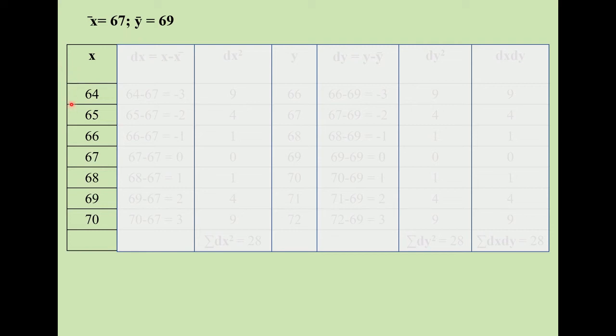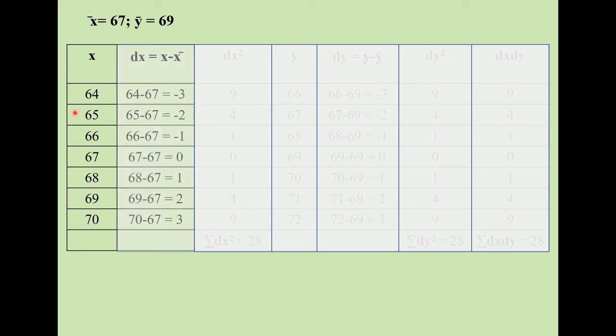Now write down the values of x in the first column. Now find out dx by x minus x bar. Here x bar is 67. So 64 minus 67 is minus 3. 65 minus 67 is minus 2. 66 minus 67 is minus 1. 67 minus 67 is 0. 68 minus 67 is 1, 69 minus 67 is 2, 70 minus 67 is 3.